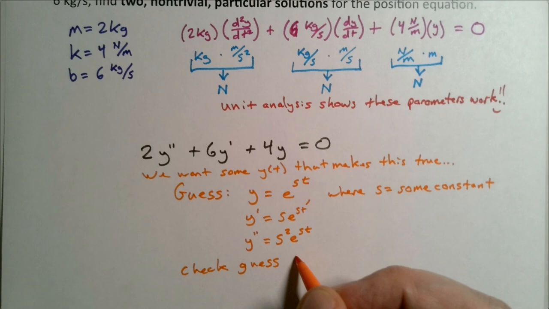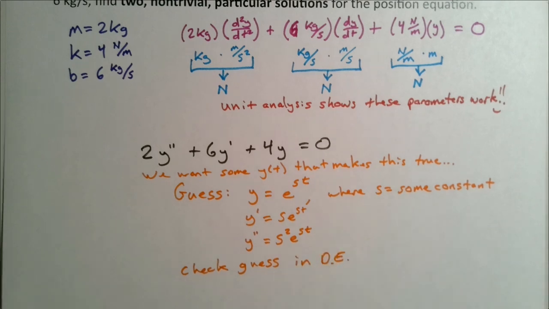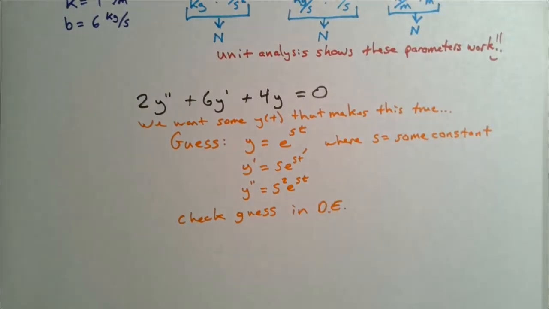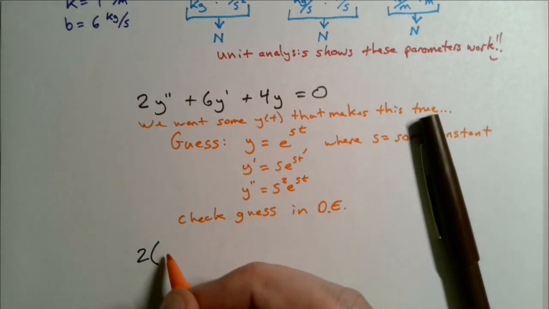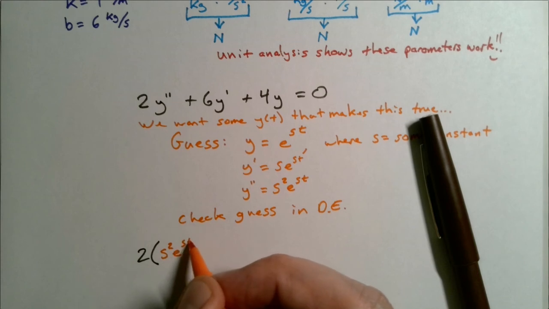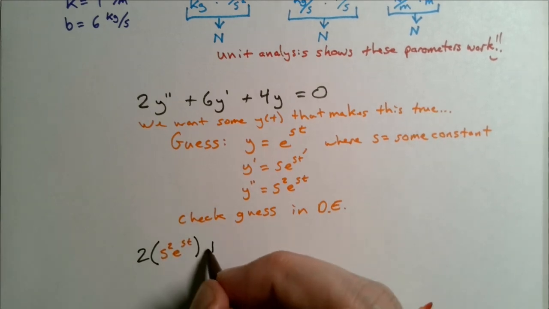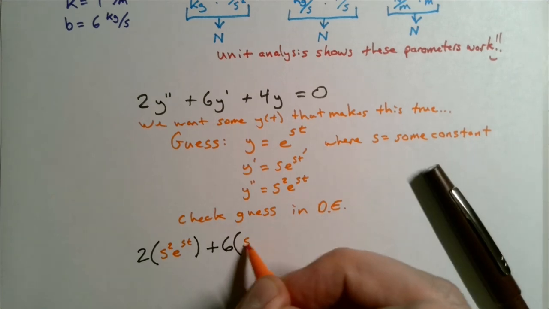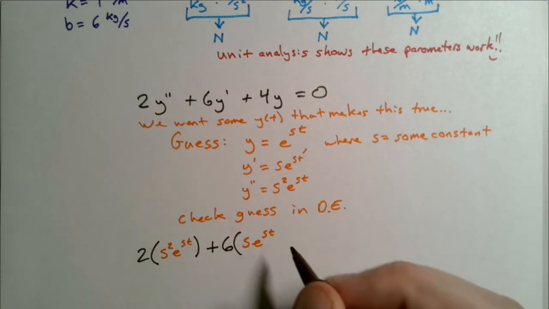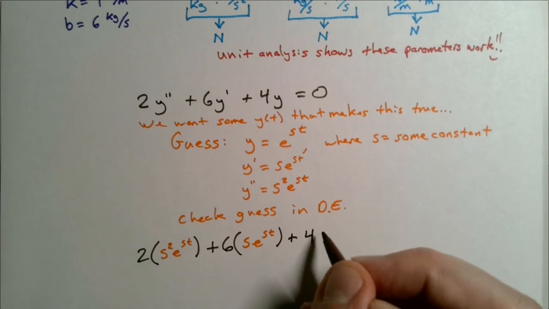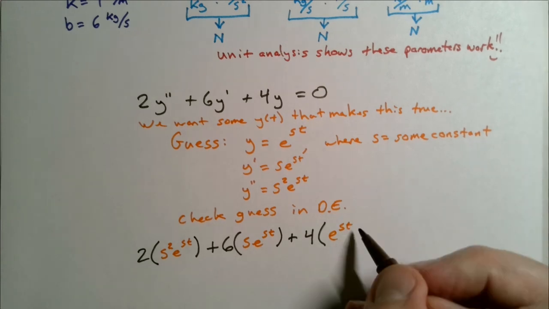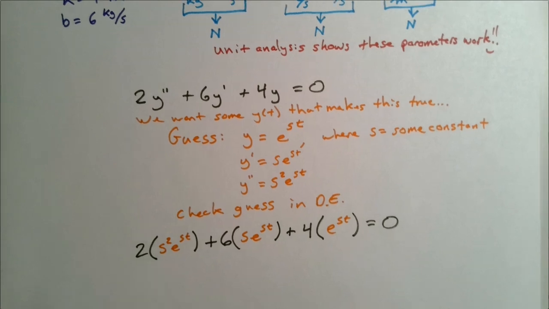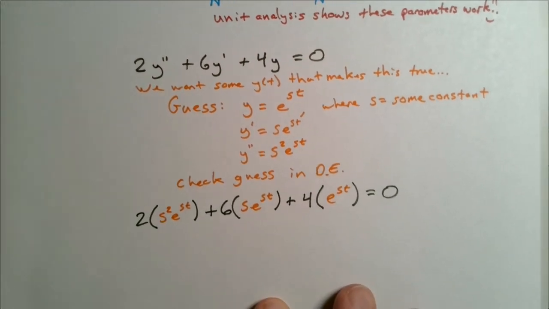The only way you can check the guess is by throwing it into the differential equation, and you're going to need both its first derivative and its second derivative. So I'm going to go back to my brown marker and say, okay, 2 times the second derivative, which is s squared e to the st, has to be added to 6 times its first derivative, which is s e to the st, plus 4 times the guess itself, e to the st, and all of that has to equal 0, right? If the guess is correct, then that has to be equal to 0.